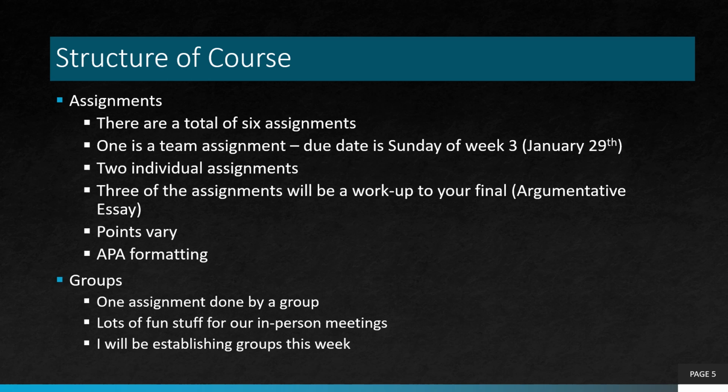There are a total of 6 assignments in the course. The first one is a team assignment, and that will be due the Sunday of week 3. There'll be 2 individual assignments, and then there will be 3 assignments that all work up to your final essay, which is an argumentative essay. The points vary on all of the assignments and discussion boards, and in the PowerPoint, I will let you know how much each is worth, and you can also find that in the instructions as you're working in Blackboard. And when you're writing any of the assignments, you want to use APA formatting.